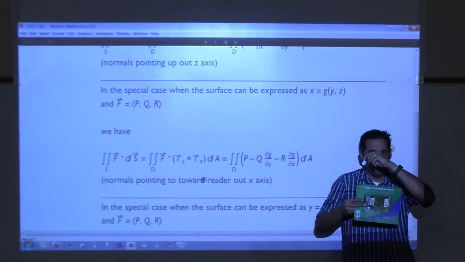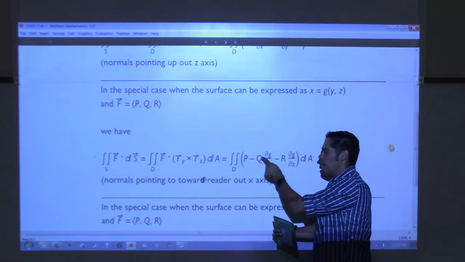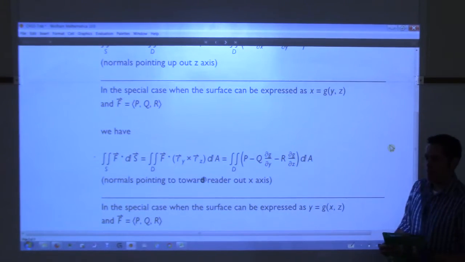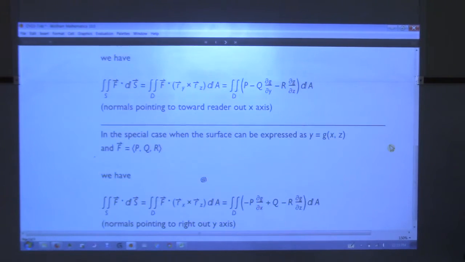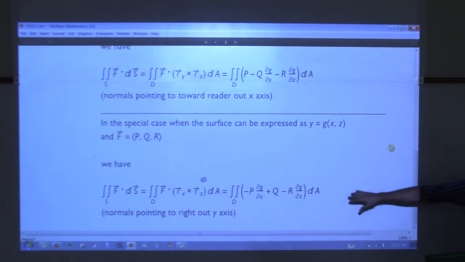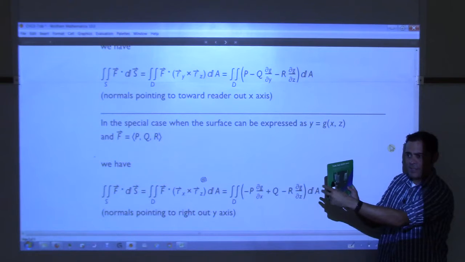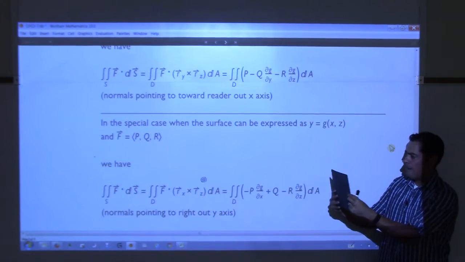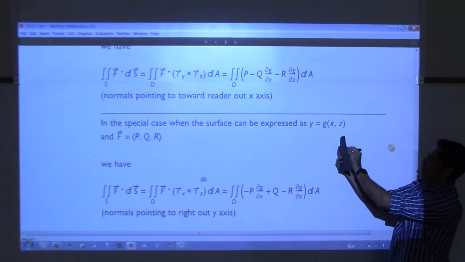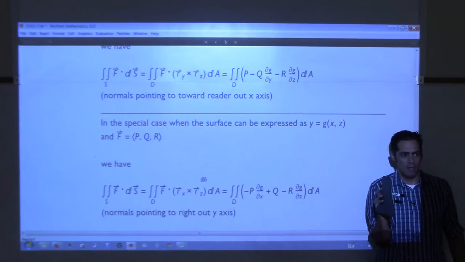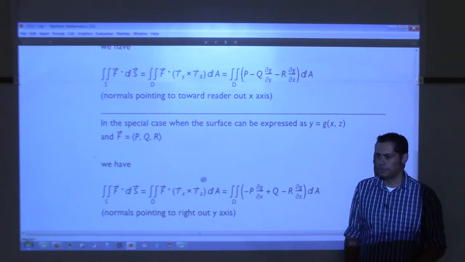If you do it on your normal vectors on this side, then you're going to have to change these to minus, plus, plus. Okay? And then I believe this one right here for sure is the one that had the typo. If y is a function of x and z, so now if your surface is like this, and your normals are pointing out the right side of the y-axis, which means this way, then your formula is this one right here.